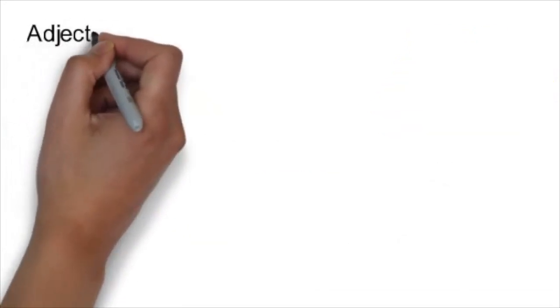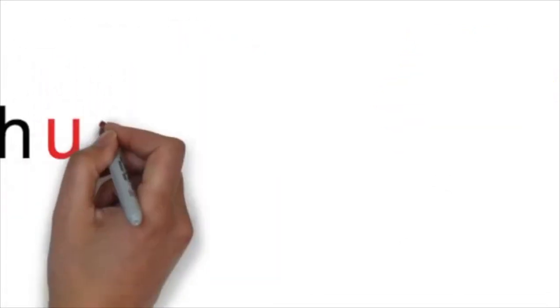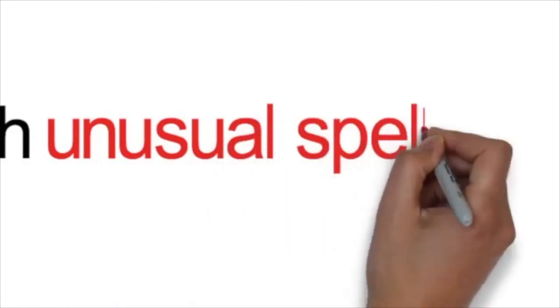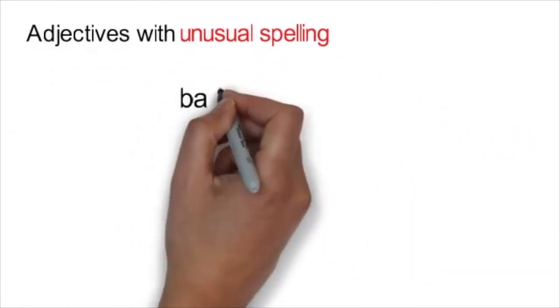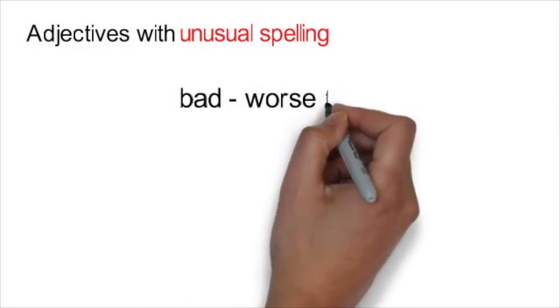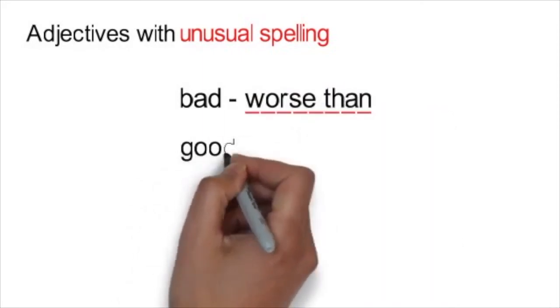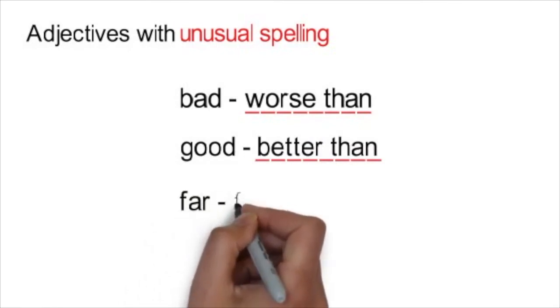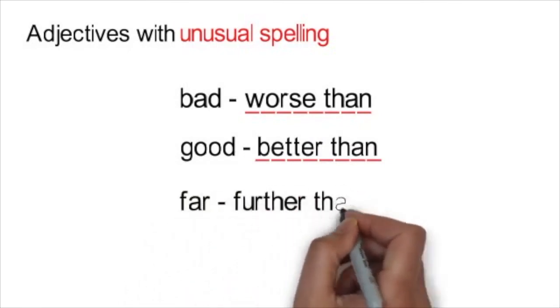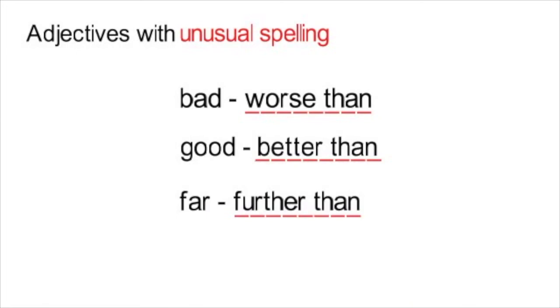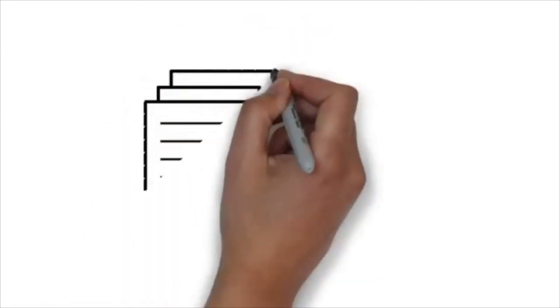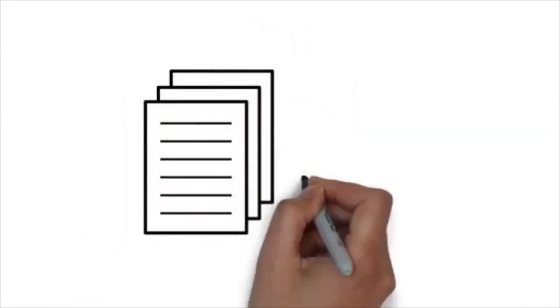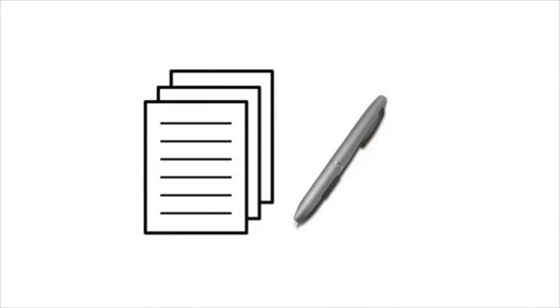Some comparative adjectives have unusual spelling and do not follow a rule. For example, bad becomes worse than, good becomes better than, far becomes further than. Let's try some examples. You will need your note-taking sheet and your pen or pencil to complete these activities. Let's do them together. Can you find the mistakes in these sentences?